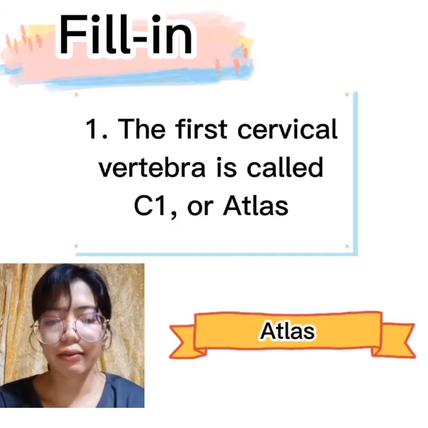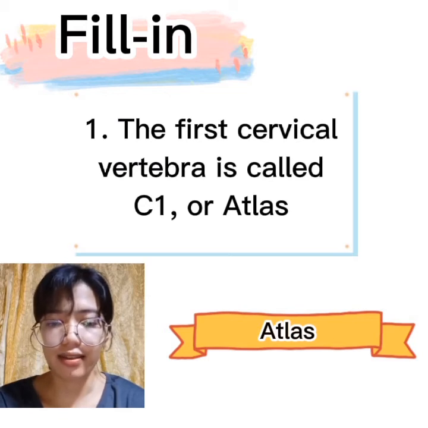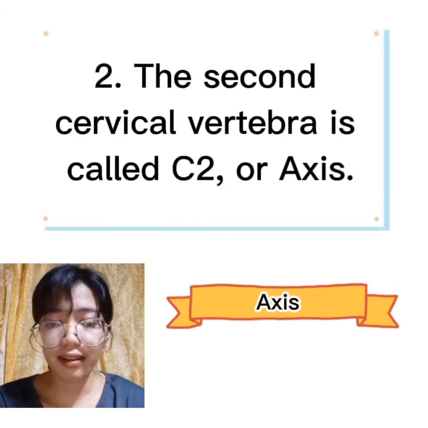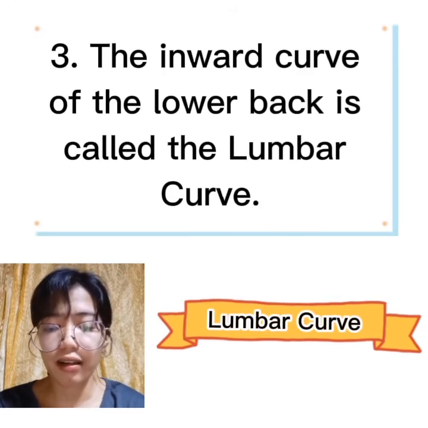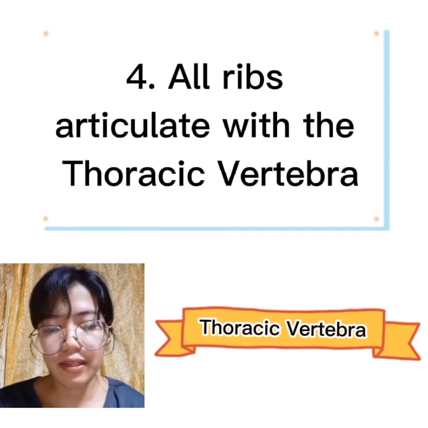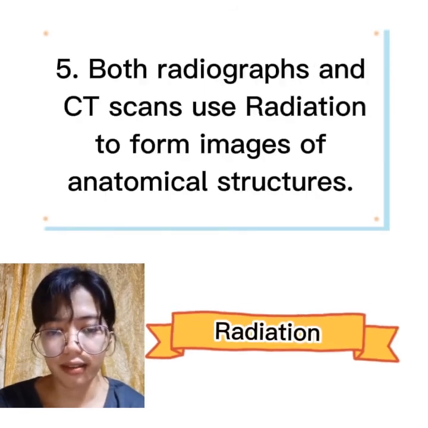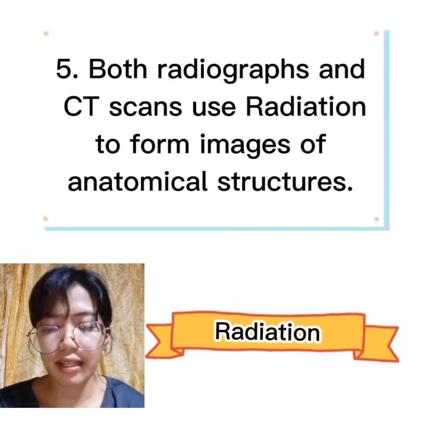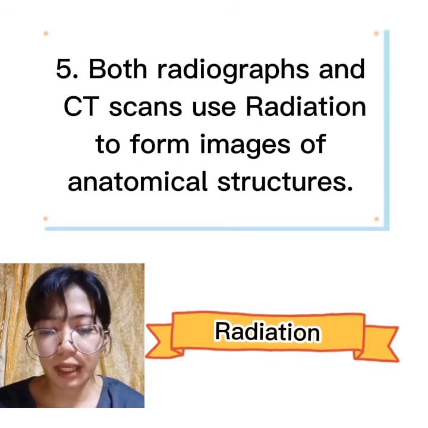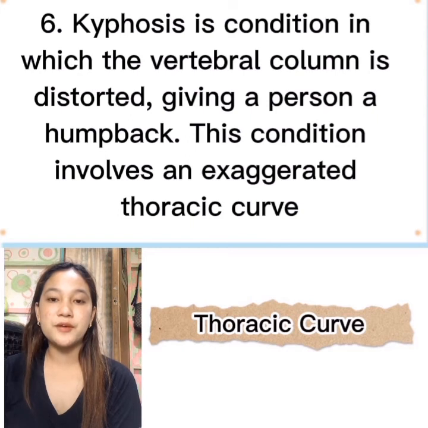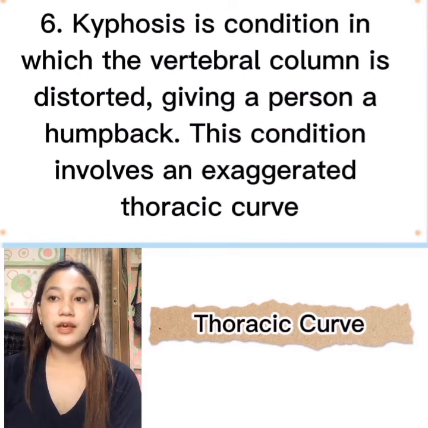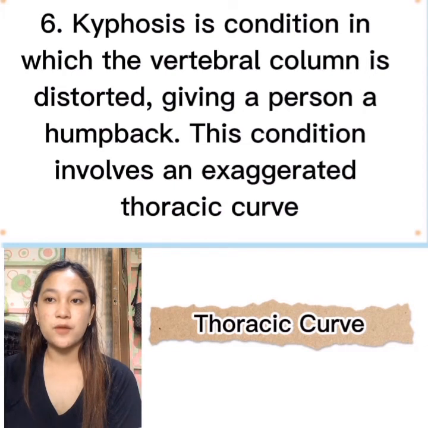The first cervical vertebra is called C1 or atlas. The second cervical vertebra is called C2 or axis. The inward curve of the lower back is called the lumbar curve. All the ribs articulate with the thoracic vertebrae. Both radiographs and CT scans use radiation to form images of anatomical structures. Number 6. Kyphosis is a condition in which the vertebral column is distorted, giving a person a humpback. This condition involves an exaggerated thoracic curve.